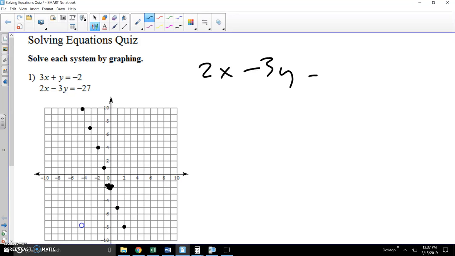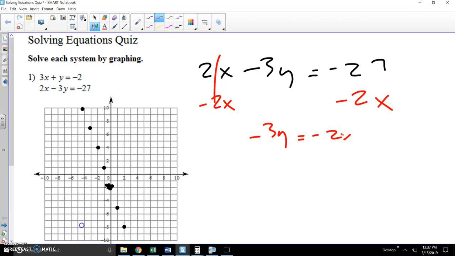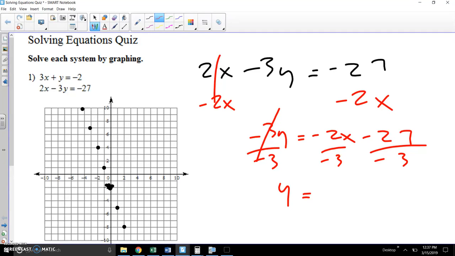2x minus 3y equals negative 27. And similar steps here. Let's start by subtracting 2x to the other side. Negative 3y equals negative 2x minus 27. And let's divide by negative 3 so that you can get y by itself. And you get 2/3 x plus 9. So for that one, I'm going to start up here at 9. And I'm going to go up 2 and right 3.